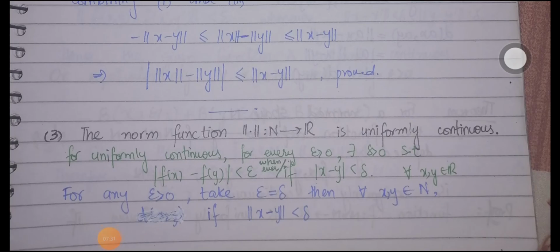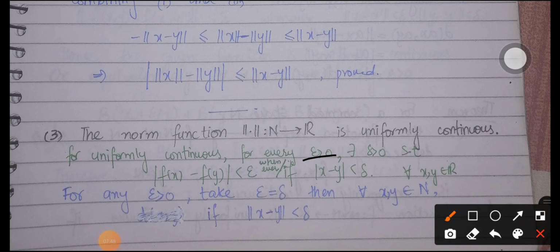There is a third remark: the norm function from N to R is uniformly continuous. Before proving it, we will have a short review of uniform continuity. For uniformly continuous functions, the condition is that for every epsilon positive, there exists a delta positive, where epsilon and delta are small positive numbers, such that mod of f(x) minus f(y) is less than epsilon whenever mod of x minus y is less than delta, for all x, y belonging to R.